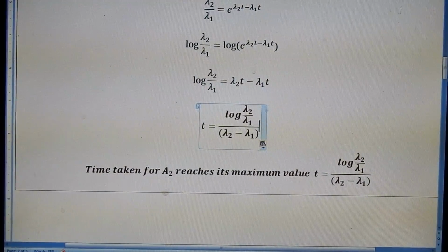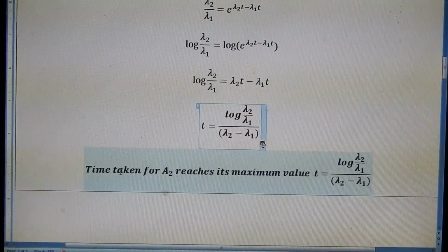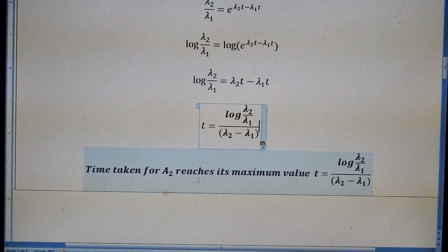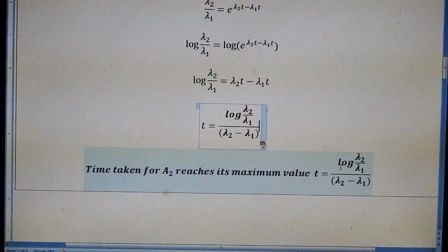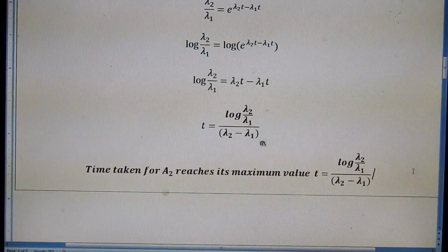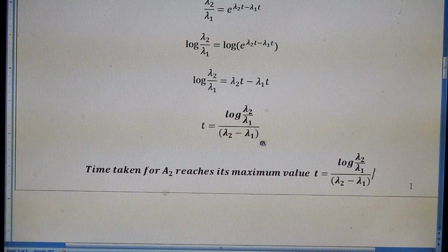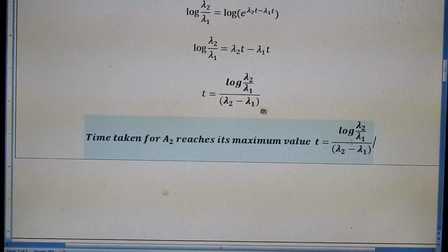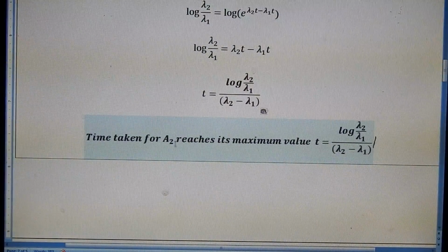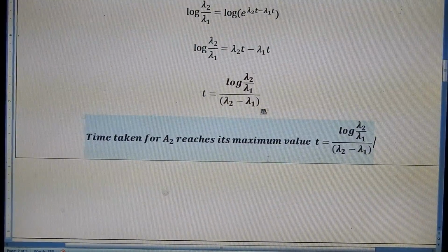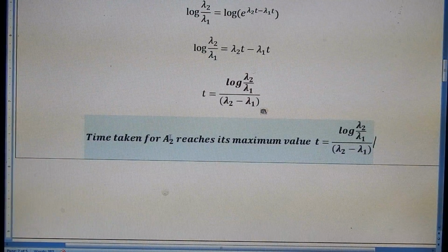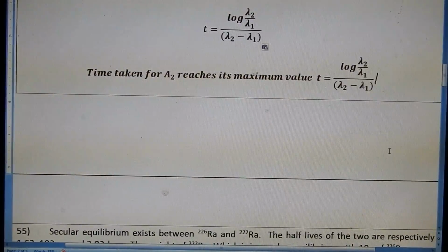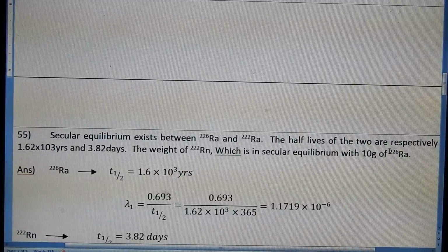Finally, the time taken for A2 to reach its maximum value is t equal to log of lambda 2 by lambda 1 divided by lambda 2 minus lambda 1. This is the final time. This much time it takes for the A2 nuclei to reach their maximum. So this is over.